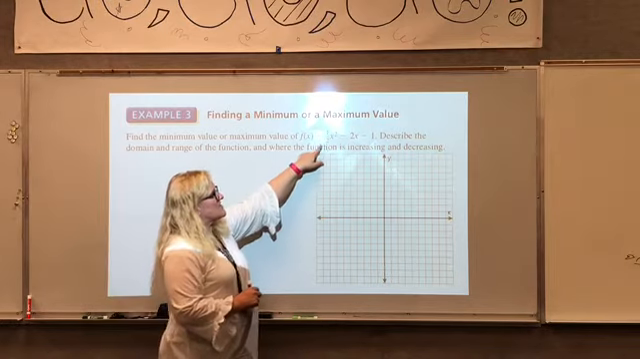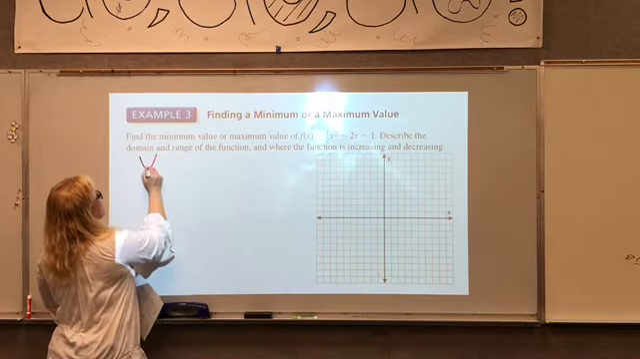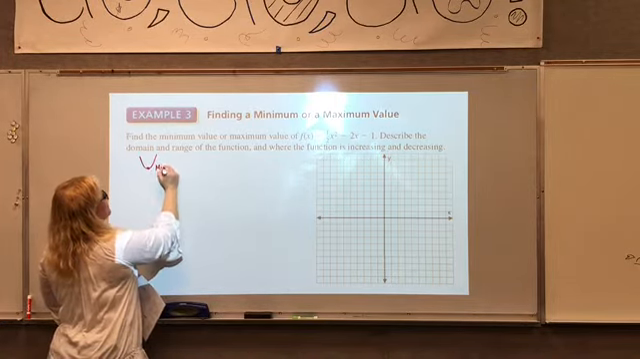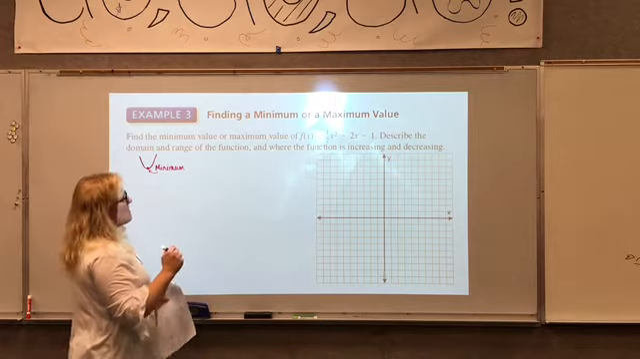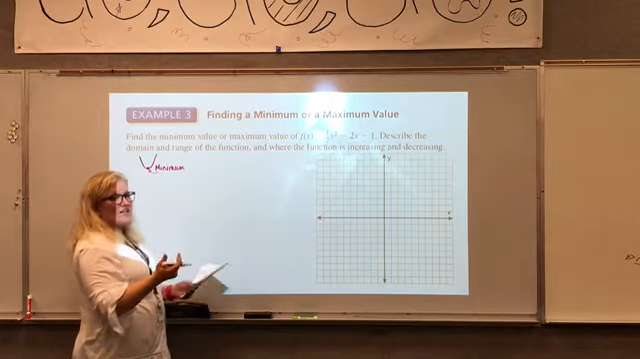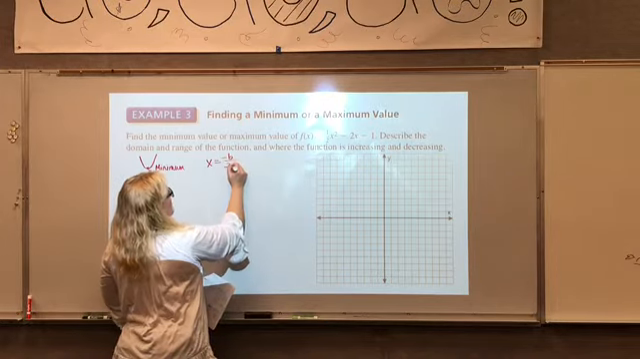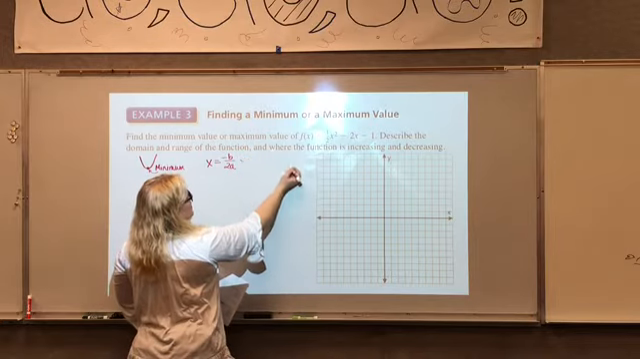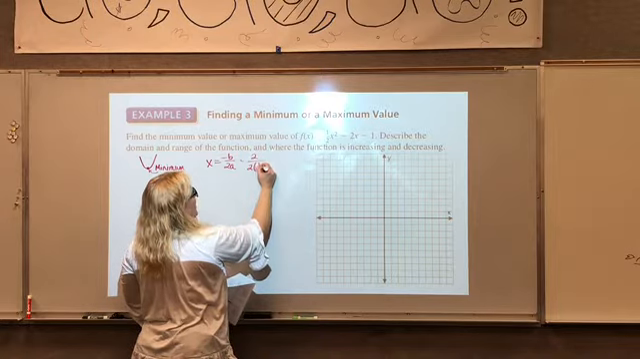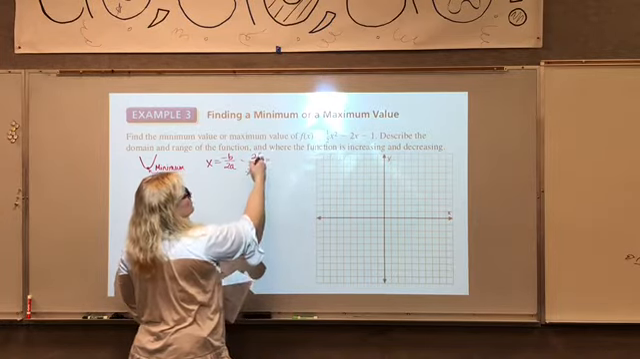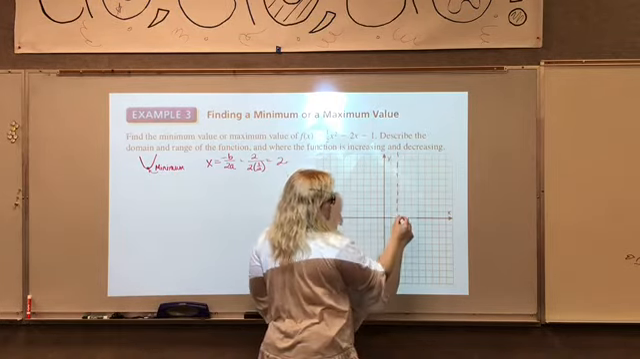First of all, we notice that it does open up. So if it opens up, like this, it means we're going to have a minimum value right there. Okay? So in order to find that, we need to find the vertex. So x equals negative b over 2a. Okay, so negative b is a negative 2 over 2 times a, which is 1/2. So that's 2 over 1. So my axis of symmetry is x equals 2.